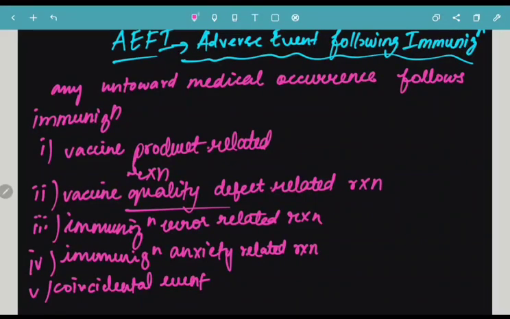Immunization, as used in these definitions, means the usage of vaccine for the purpose of immunizing individuals. Usage includes all processes that occur after a vaccine product has left the manufacturing or packaging site, that is handling, prescribing and administration of the vaccine. All this comes under usage of the vaccine.